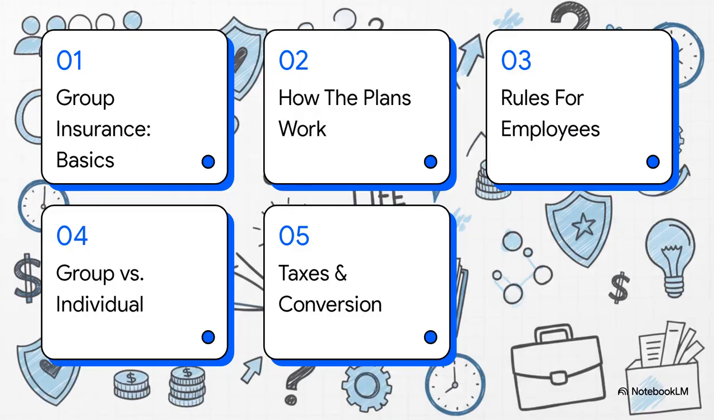So here's our game plan to make sure you master this stuff. First, we'll nail down the basics. Then we'll get into the nitty-gritty of how the plans actually work. After that, we'll cover the specific rules for employees. Section 4 is a big one. We'll put group and individual plans head-to-head. And finally, we'll wrap up with taxes and conversion rules. You know, the details that often trip people up on the exam.